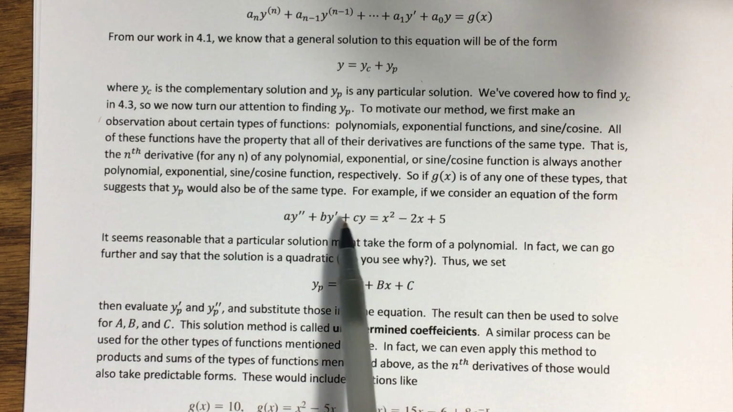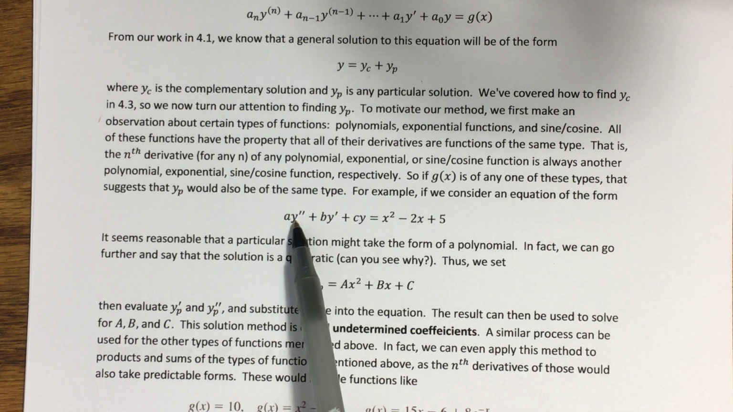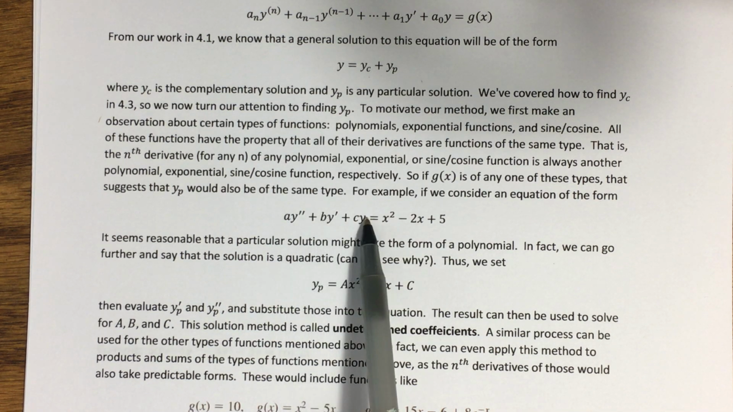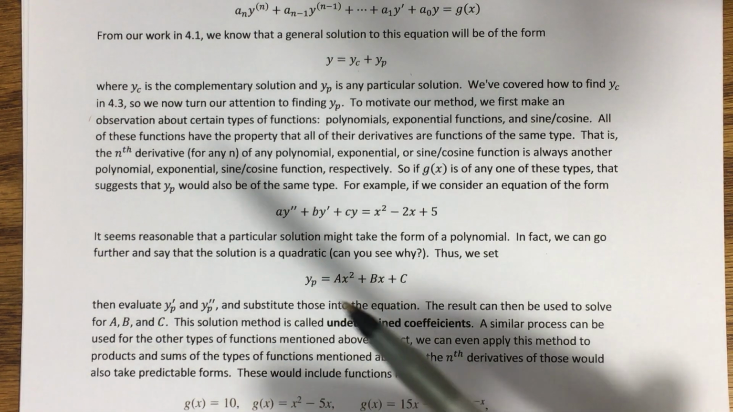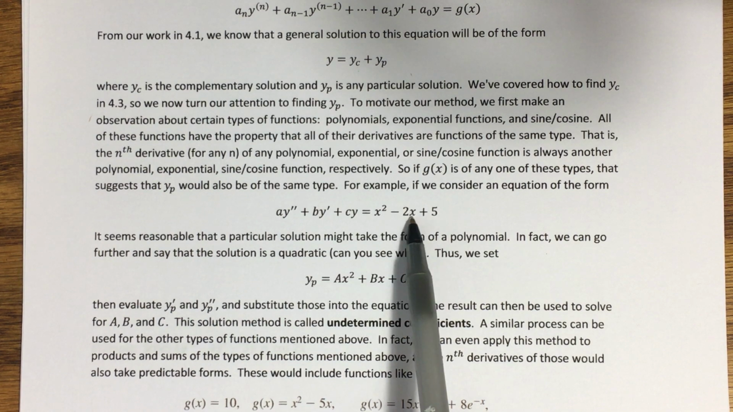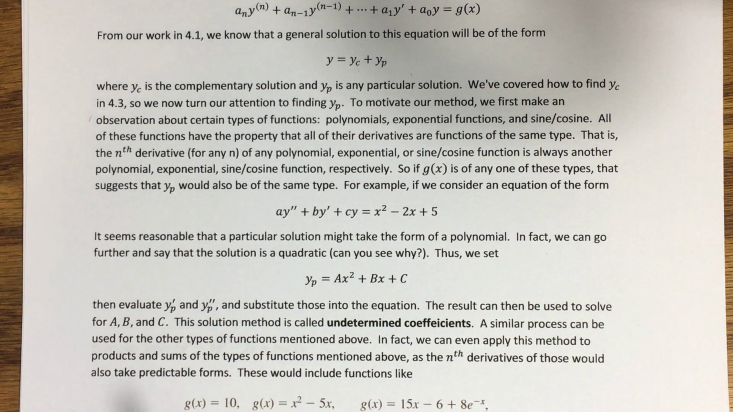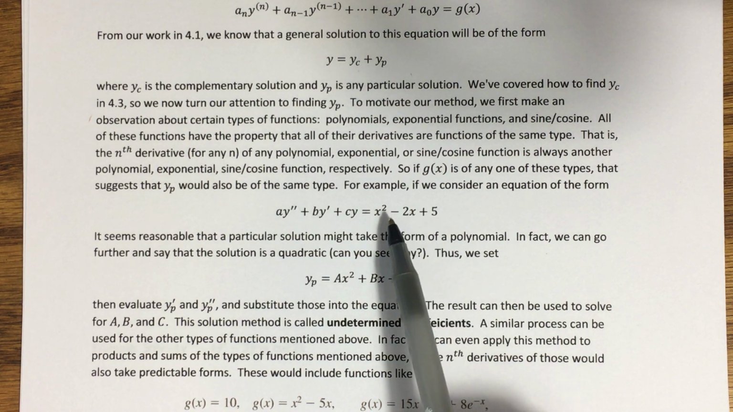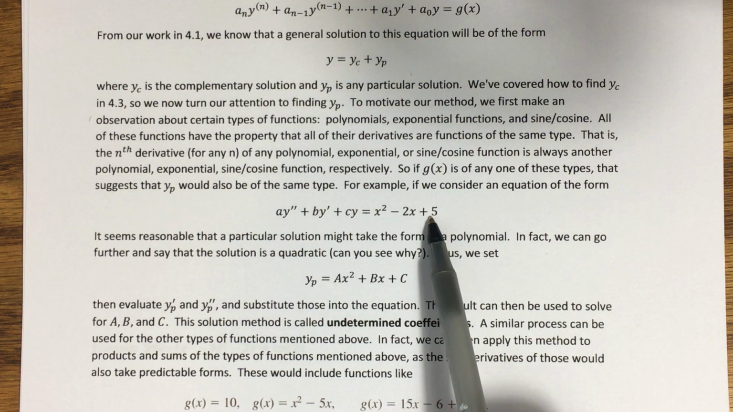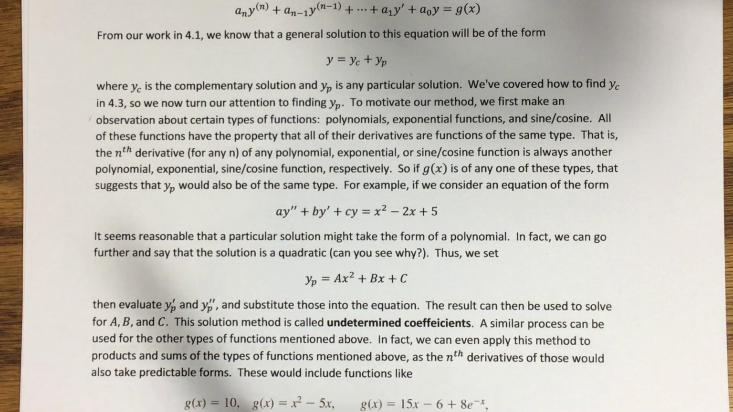Because if that were the case, then y prime would be a polynomial, y double prime would also be a polynomial. Multiplying any of those polynomials by a constant would still give me a polynomial, and then adding all of those up would still give me a polynomial, which it has to be in order to equal this. Not only that, one thing that we know about polynomials is that when you take derivatives of them, the degree of that polynomial never gets bigger.